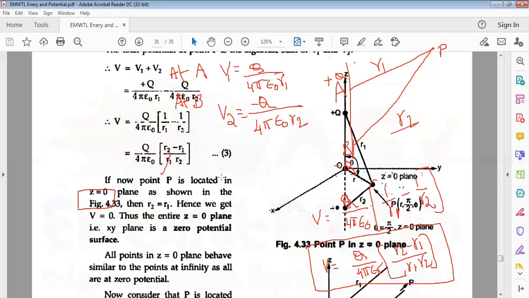Now the point P is located in the Z is equal to 0 plane, as shown in the figure. Then R2 is equal to R1, so we get V is equal to 0. Thus the entire Z is equal to 0 plane, that is the XY plane, is a zero potential surface.